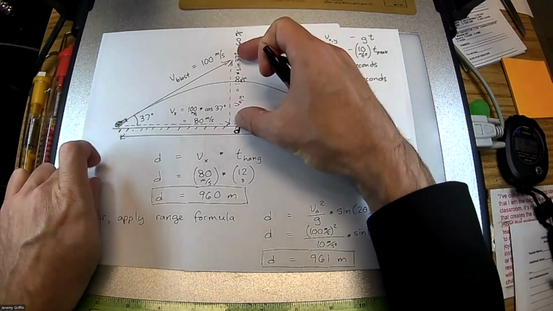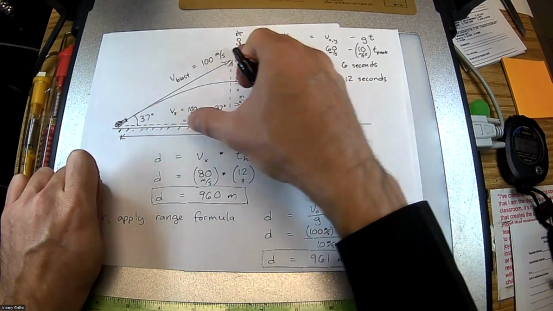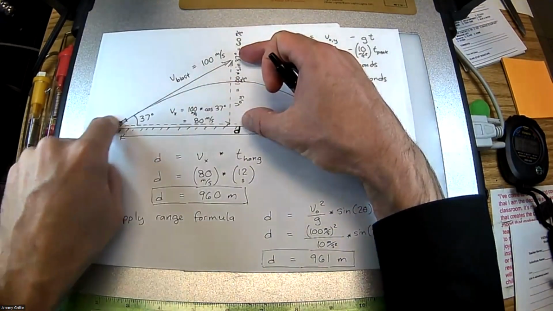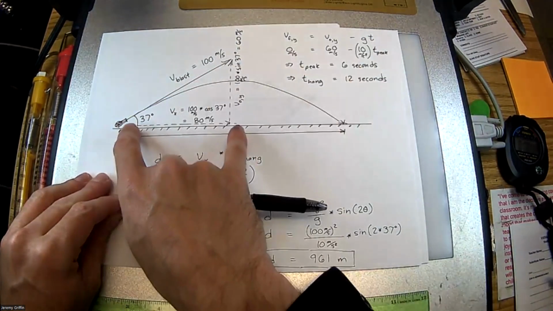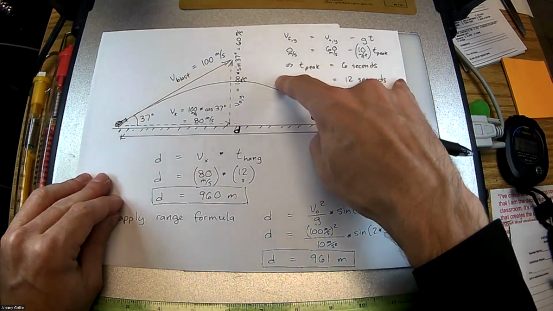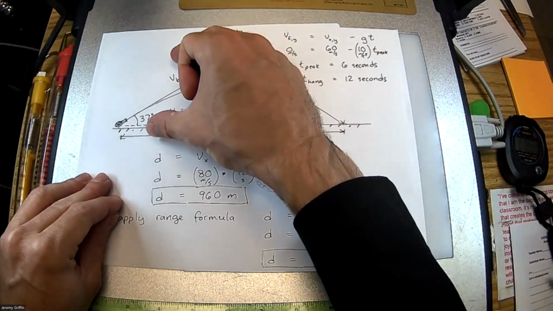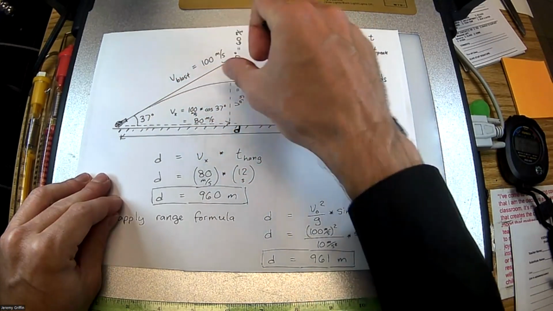And then how do you get the initial vertical component of velocity? 100 meters per second times what? Sine of 37 degrees. See how it's opposite the 37 degrees? And that comes out to be 60 meters per second. Now, the horizontal component, 80 meters per second, stays the same all the way across. But what about that 60 meters per second initial vertical velocity? Does the vertical velocity change? All the time. It changes 10 meters per second every second.